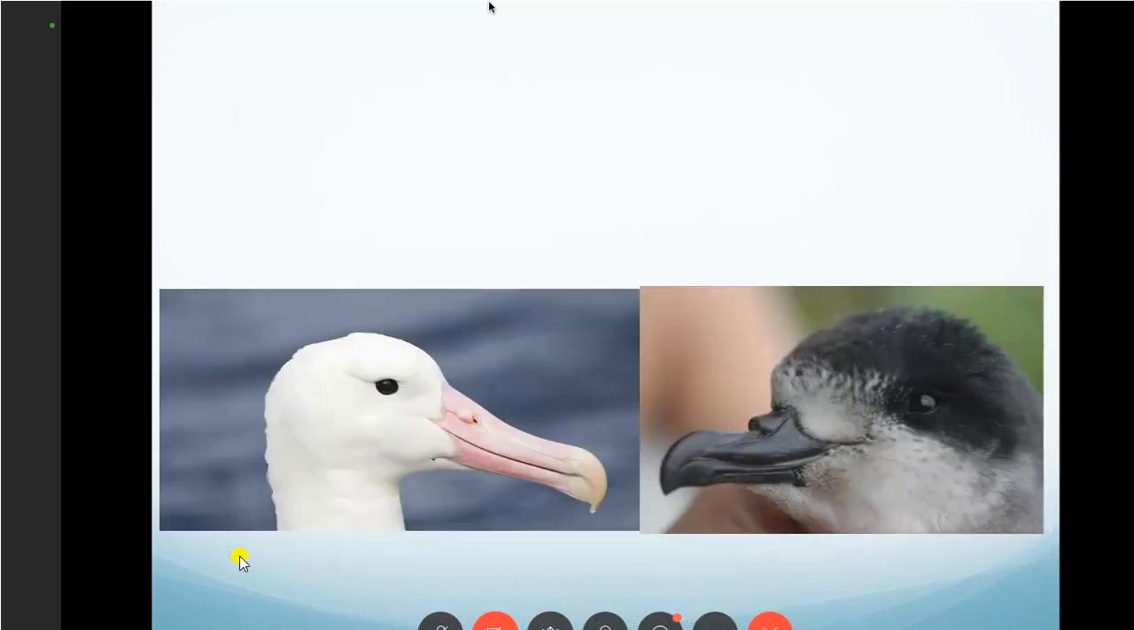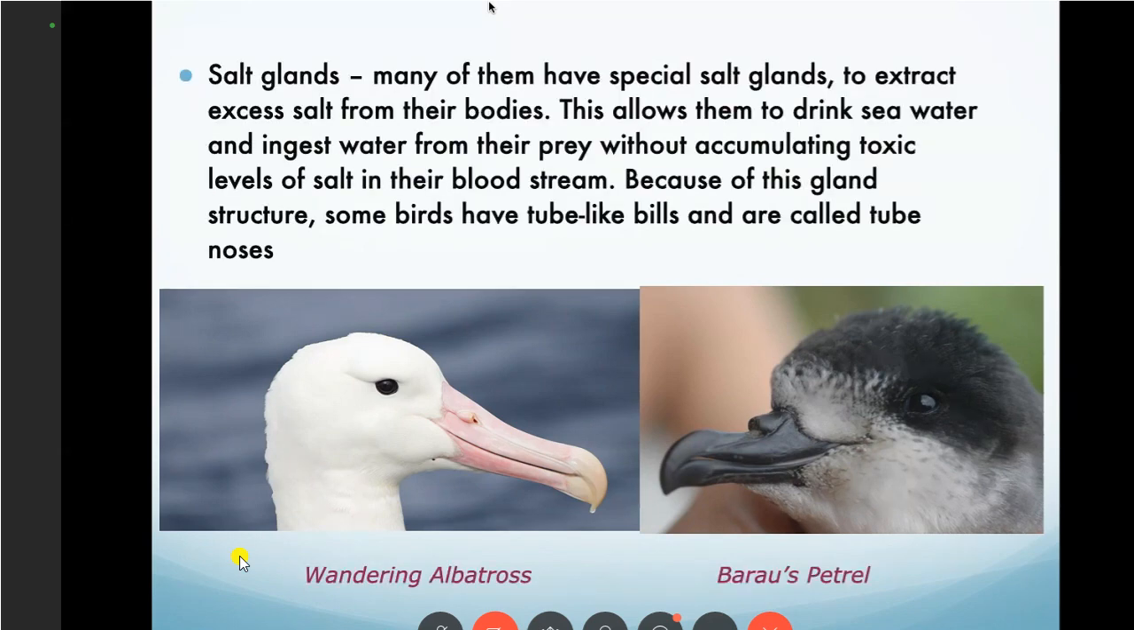Another thing to observe: on the left hand side is an albatross, and on the right hand side is a Barrow's petrel. The first thing you can observe is these little structures on their beak. These are salt glands, and all these birds that have these salt glands are called tube-nosed birds. These salt glands are special. They are used to extract any excess salt in the body. That allows them to drink even seawater, and even the prey which they eat, which has a lot of salt content.